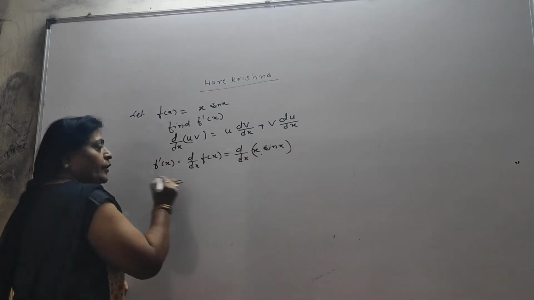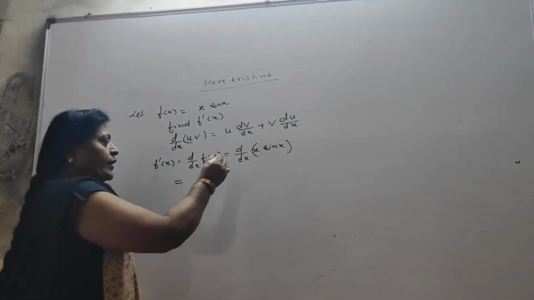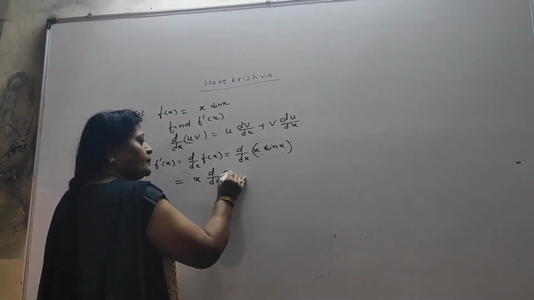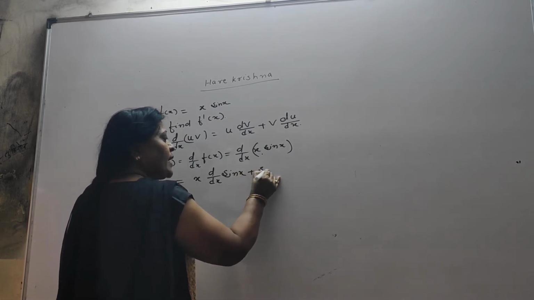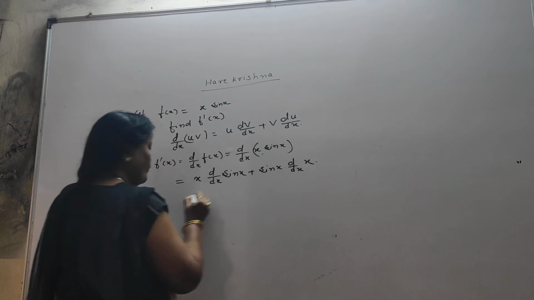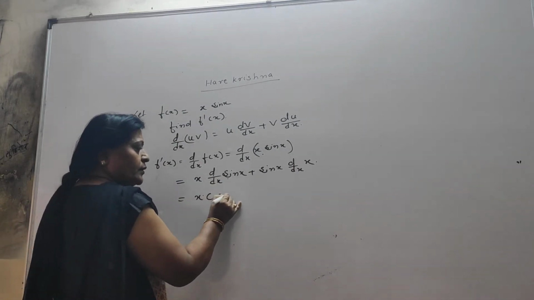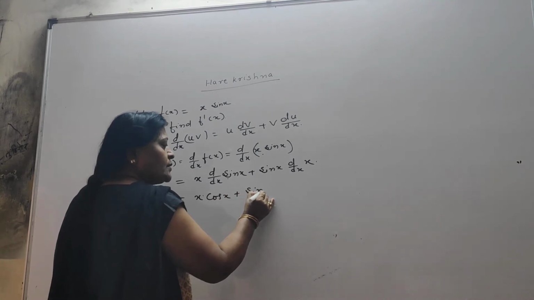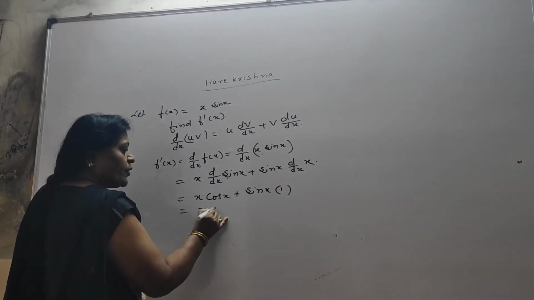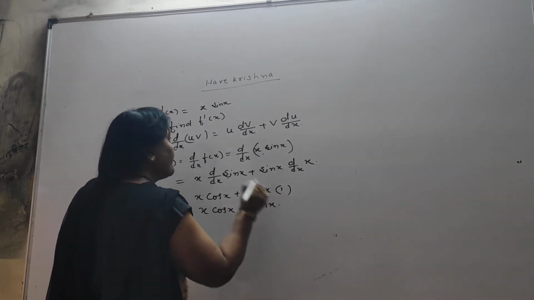Now here we can take any function as u and any function as v. Let us consider x remains as it is, take d/dx of sin x, plus sin x remains as it is, take d/dx of x. The derivative of sin x is cos x. Sin x remains as it is, and the derivative of x is 1. Therefore, x cos x plus sin x. Now this is the first example.